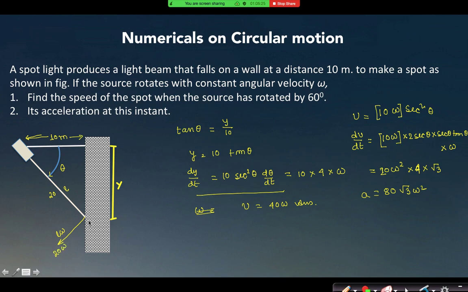But what is the actual velocity of the spot? In which direction does the actual velocity of the spot lie? The actual velocity of the spot is along this line, right? So this is the actual velocity, and it has a component along this line which is 20 omega. What is this angle? If this is theta, this angle is also theta, right? So V cos theta is equal to 20 omega. So V is equal to 20 omega sec theta, that is 40 omega. Again, I have got the same value by this concept.